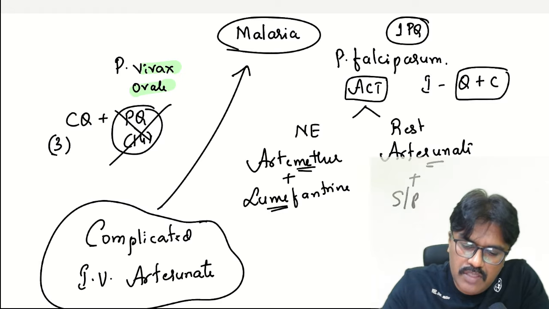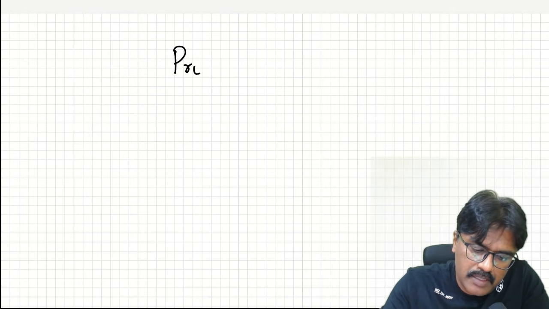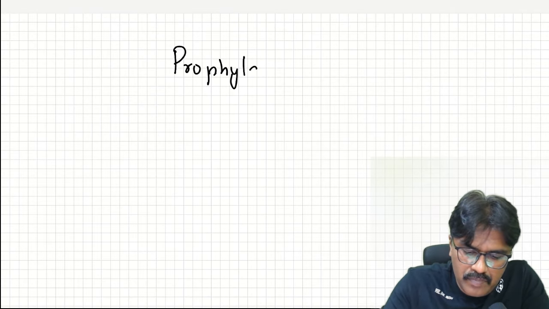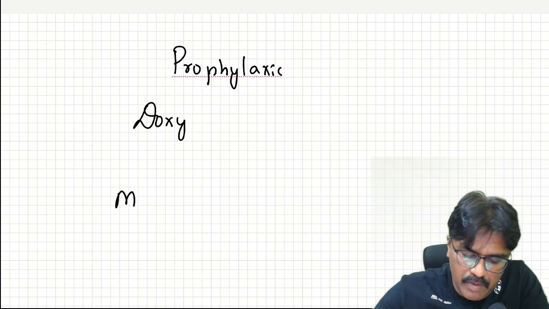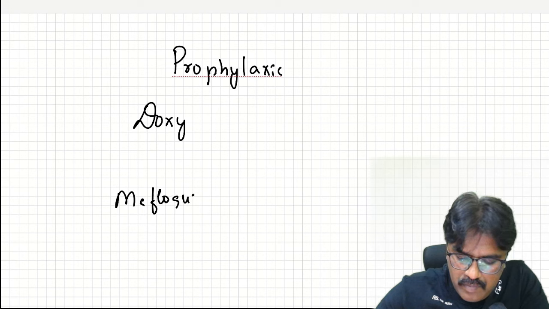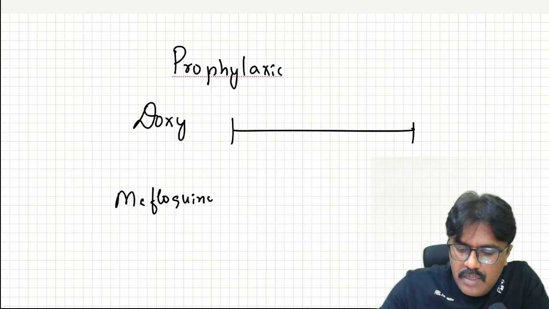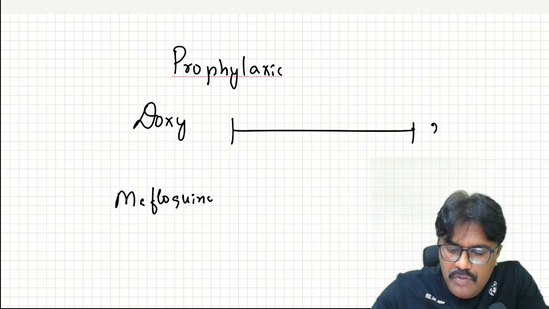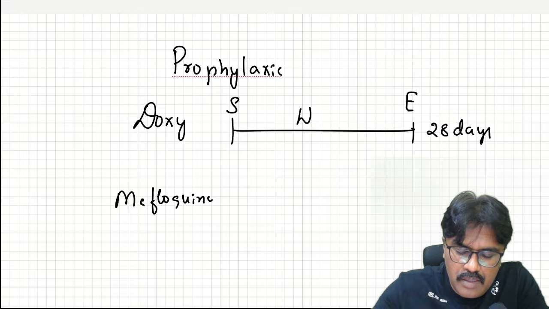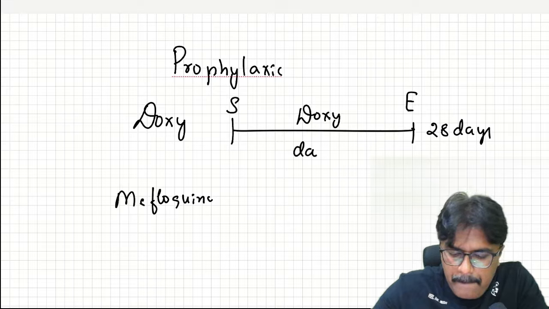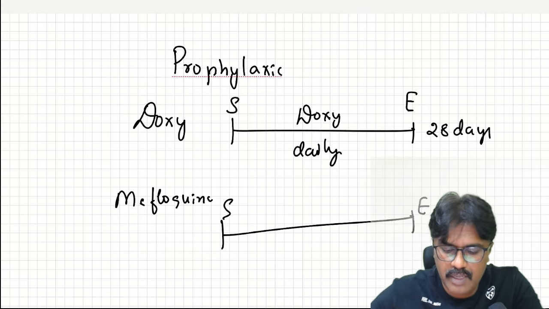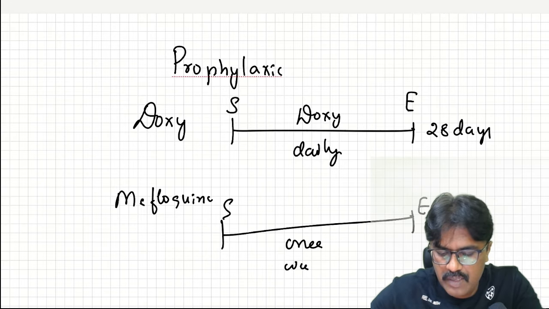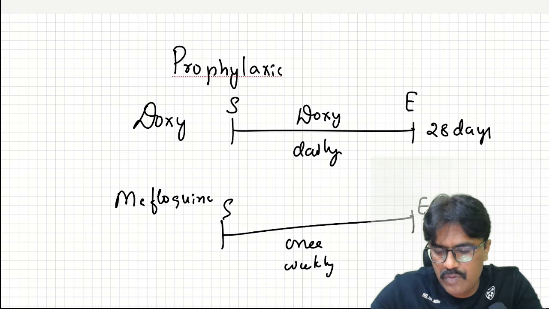Again, one more question they will ask you in malaria is prophylaxis. Two drugs are used, doxycycline and mefloquine. It is started before the journey, continued throughout the journey, and coming back, you have to continue for another 28 days. It's a start, it's the end. You have to take doxy daily. Mefloquine, this is the start, this is the end, but you can take it once weekly, and coming back you have to take it for another 4 weeks.